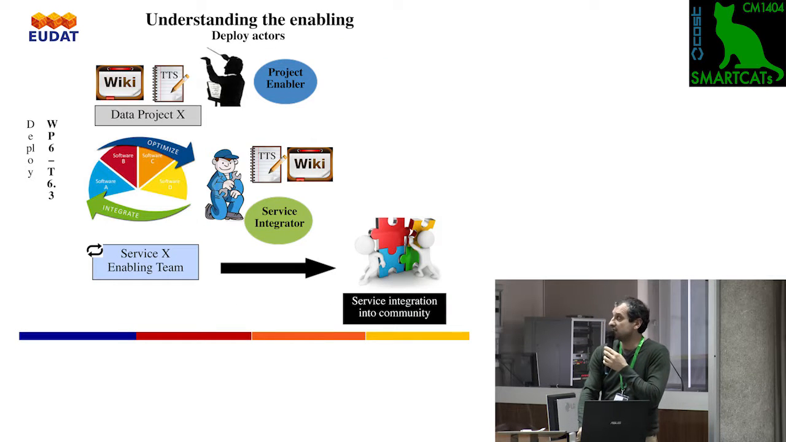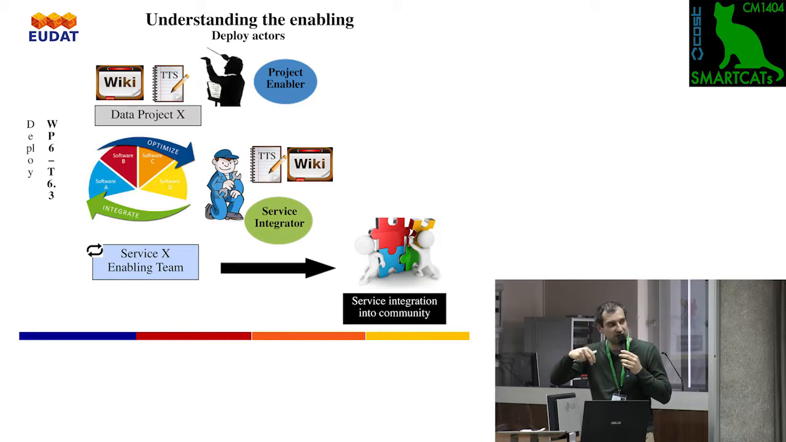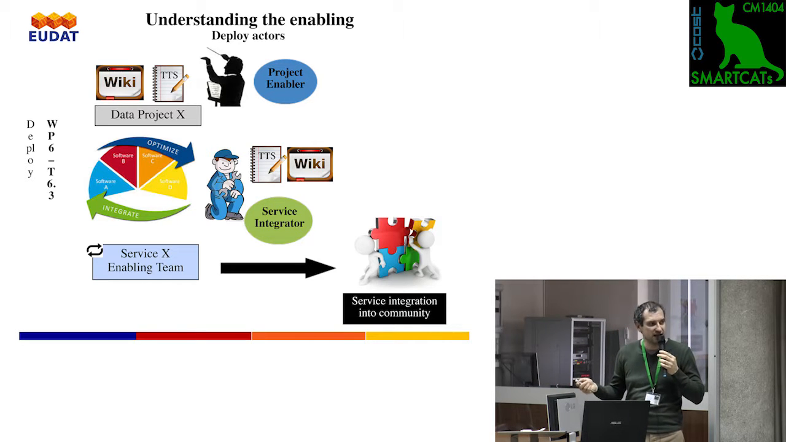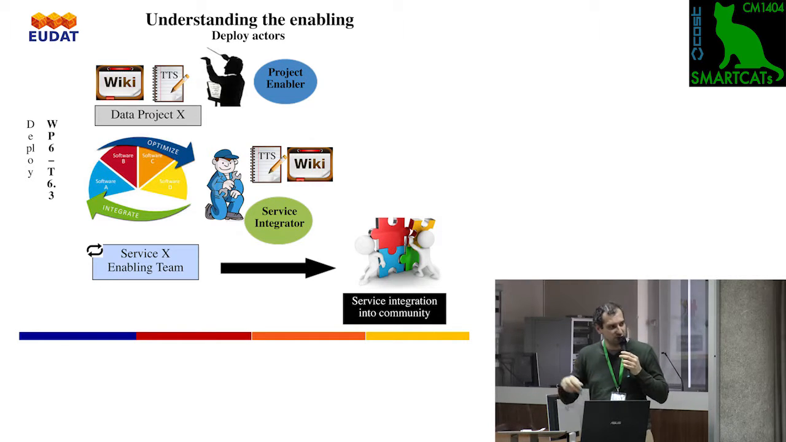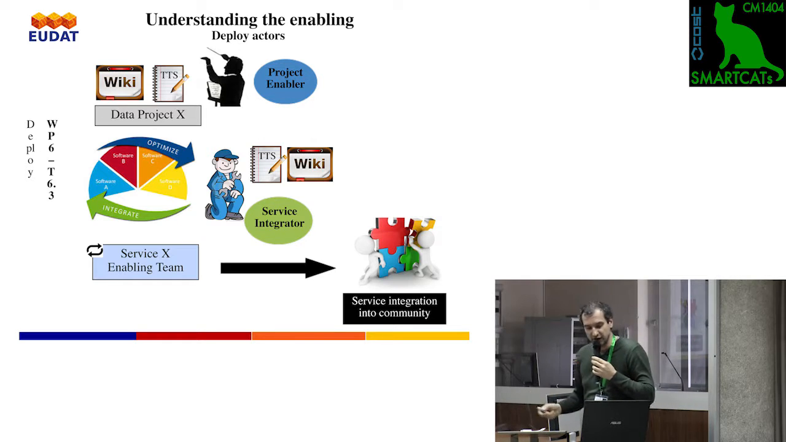More in detail, you have the project enabler that is nearer to EUDAT, and the service integrator that knows the requirement of the community. So this person is near to the community requirement. Of course, it is important that he has some knowledge about technology, not a big expert, but at least what the community needs. And so these 2 people can interact, and at the end, they can integrate the EUDAT module into the community requirement.